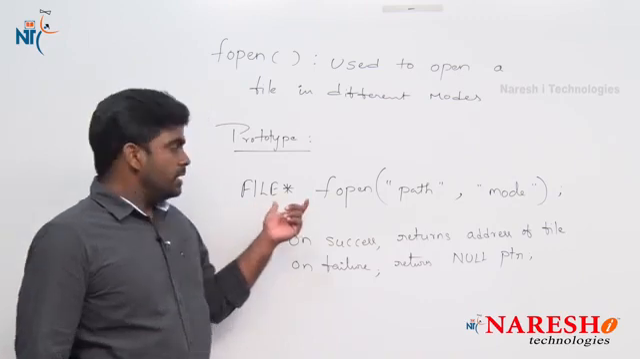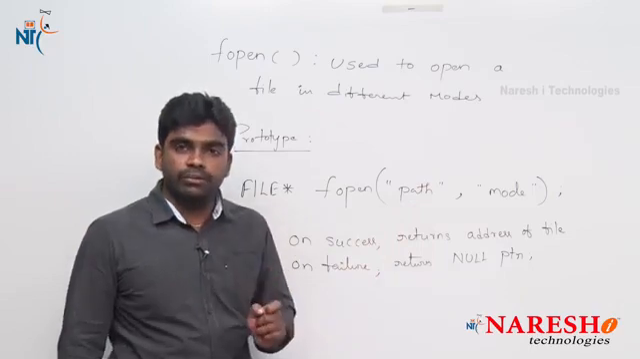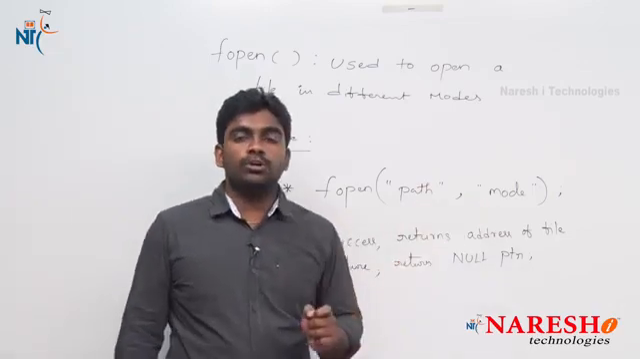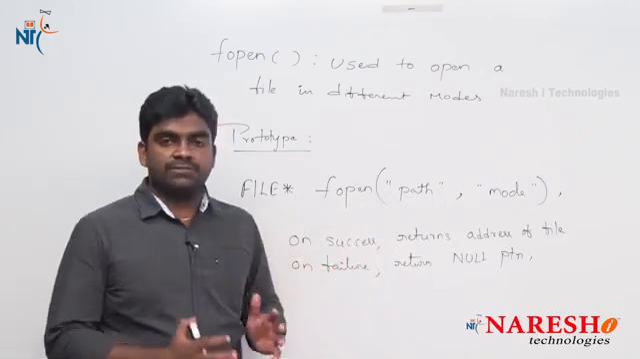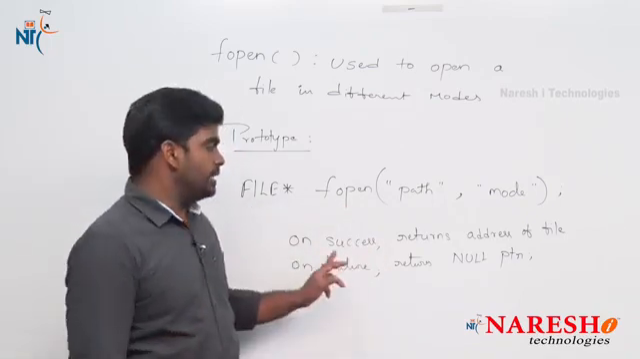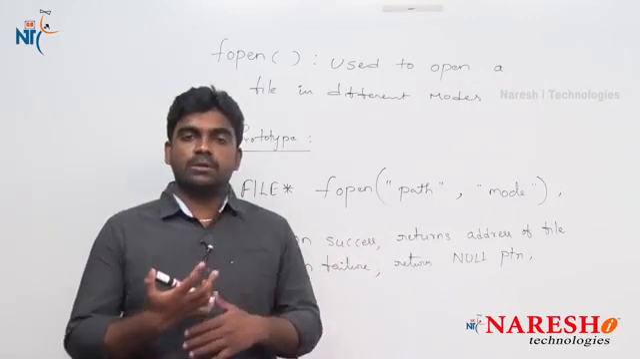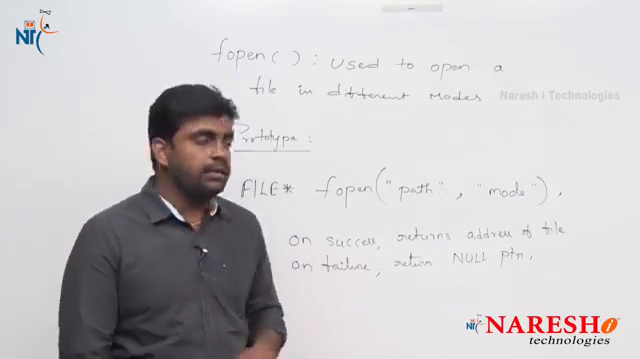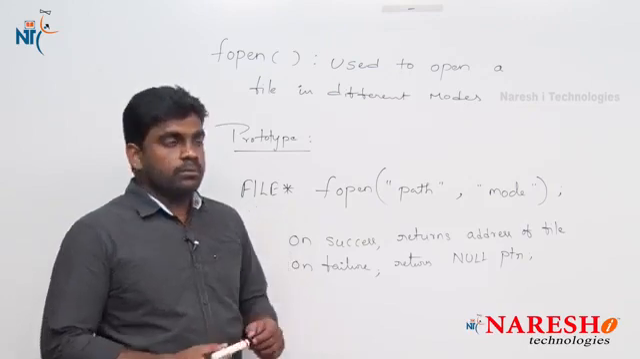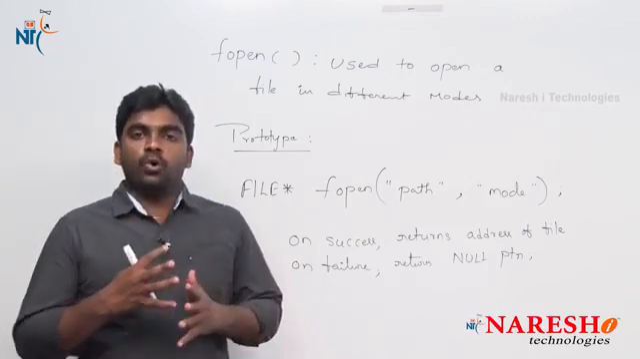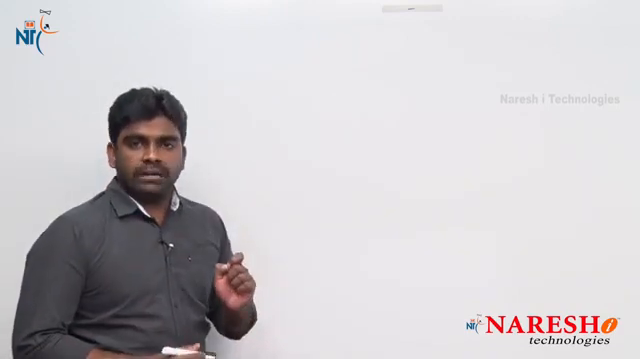So here the fopen function is taking two arguments. First one is the path of the file. Second one is the mode in which you want to open the file. Two things. And on success, if the file is successfully opened, it will return the address of the file. On failure, for any reason, if it couldn't open the file, it will return a null pointer. Now we'll see one example of how to open a file and how to check whether the file is present or not.